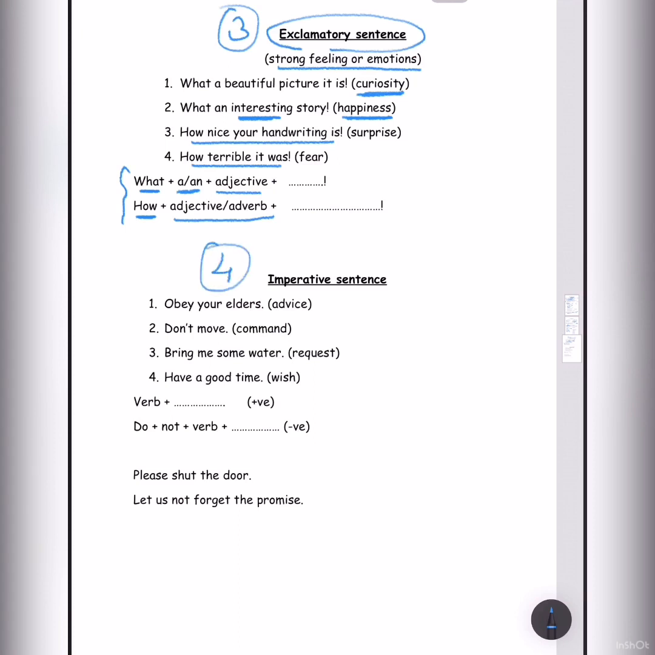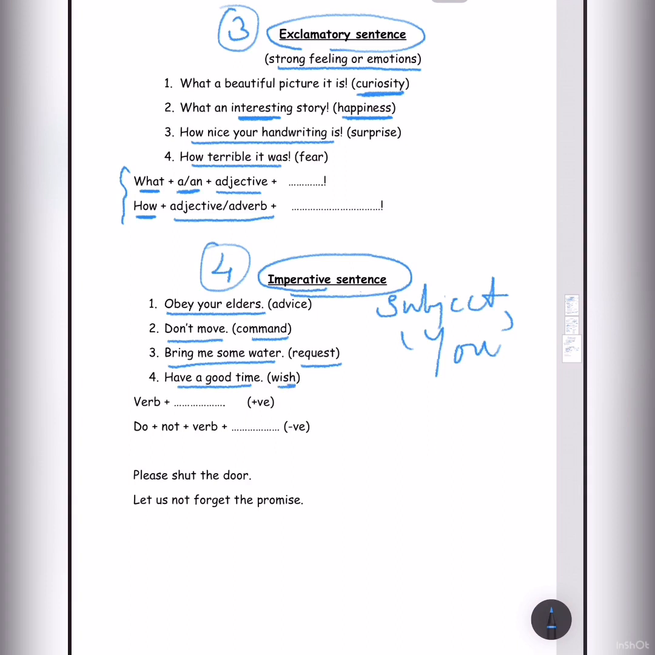The fourth one is imperative sentence. All the request, suggestion, command, advice, such types of sentence will fall under this category, which is called imperative sentence. And already I have told you, it is understood that the subject will always be you, the second person. For example, obey your elders means I want to say you should obey your elders. Don't move, it is a command. Bring me some water, it is a request. Have a good time, it is a wish.